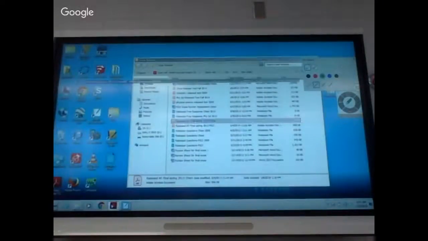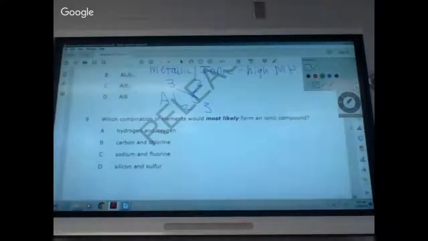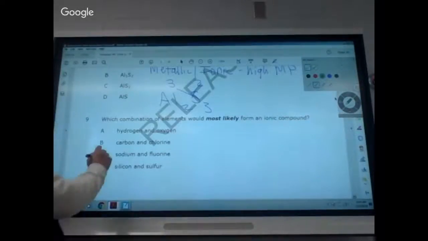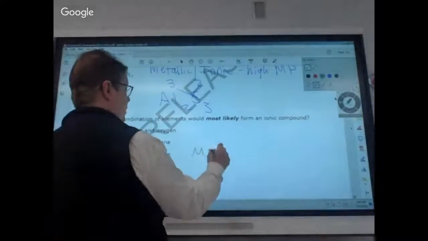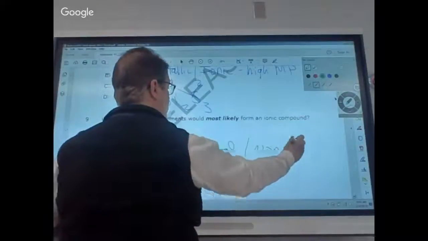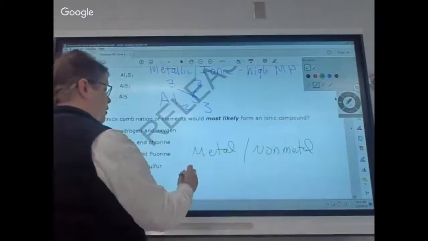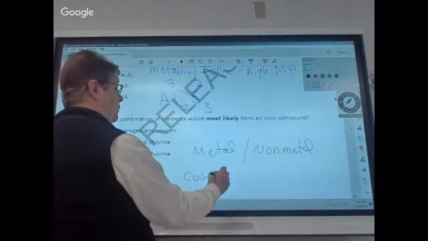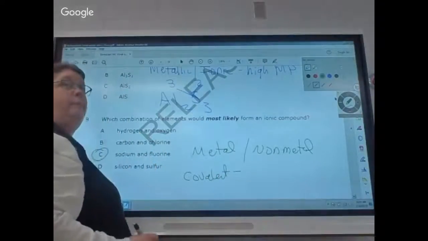So if we go back to our question, which one's likely to be ionic? What do you look for to be ionic? Metal and non. Okay, so who's the metal and the non? Okay, so anybody who might not have known that, just a quick covalent would have to be a what?